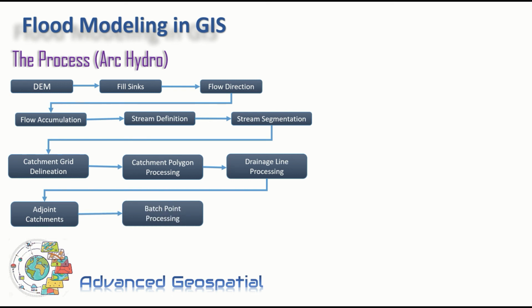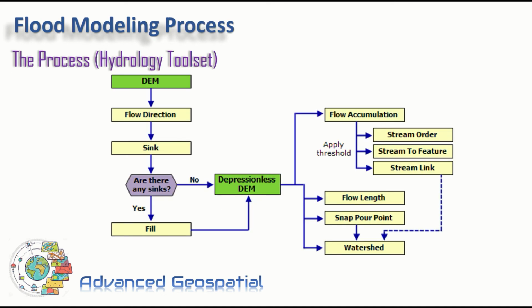And then batch point processing in ArcHydro provides us the outlet point of one catchment. So in one valley, at the exit of the valley, we can create one catchment, and we can draw a point, and all the water, all the streams will be draining into that point. And then of course we can create a watershed, which is a bigger area. So this is the process which is used by the hydrology toolset in ArcGIS Spatial Analyst.